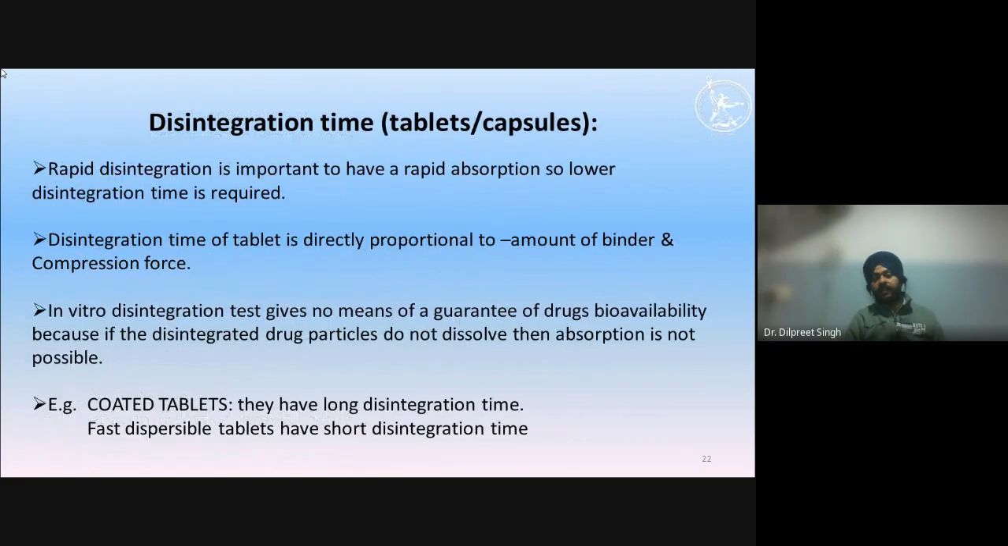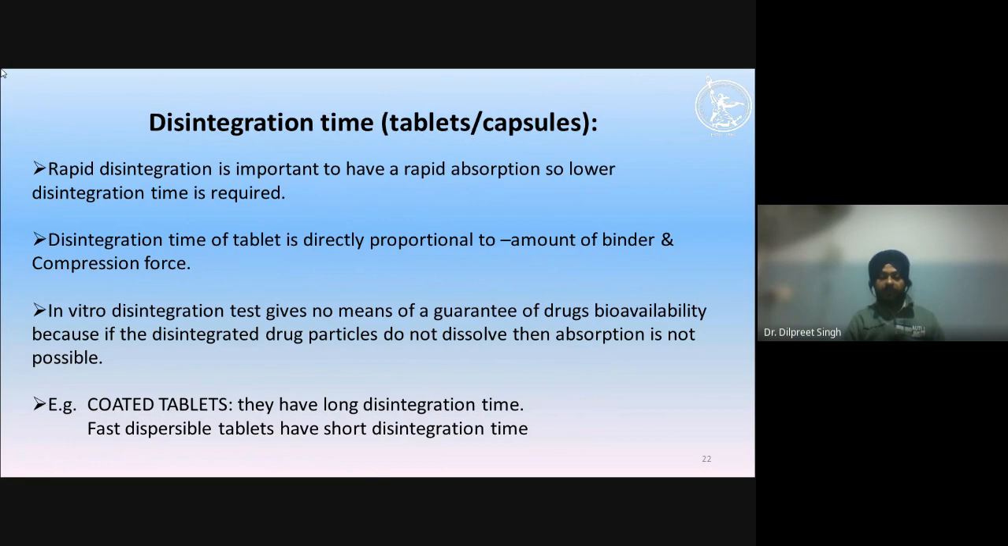The next parameter is the pharmaceutical factor. In pharmaceutical factors, the disintegration time is one of the important factors showing rapid absorption. Disintegration time tells about rapid absorption, and it is directly related to the amount of binder and the compression force. The in vitro disintegration test under standard Indian Pharmacopoeia guidelines gives a guarantee of the drug bioavailability.